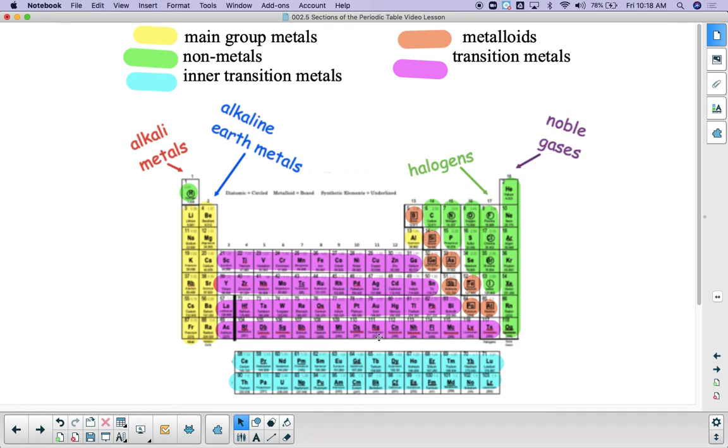As I had mentioned earlier, there are a lot more metals than there are nonmetals. The nonmetals are just the green elements shown here, whereas the metals include the main group metals in yellow, remembering aluminum over here, the transition metals in purple, and the inner transition metals in blue.